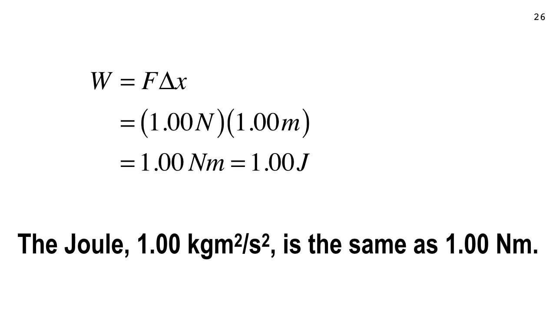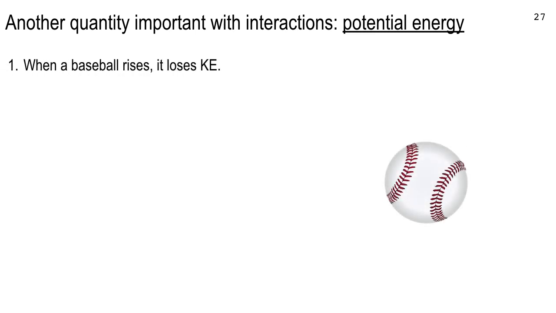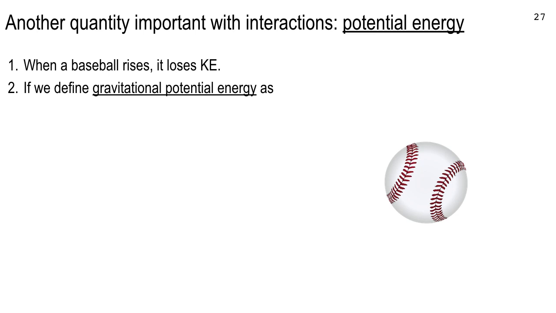Okay, let's keep going. Here's another important quantity, important with interactions, and that's called potential energy. An example of that is a baseball. When it rises, it loses kinetic energy. But if it lands exactly on top of the wall at the stadium, or exactly on top of a windowsill, and you throw it from the street and it lands straight up there, it still has the potential to acquire kinetic energy on the way back down.